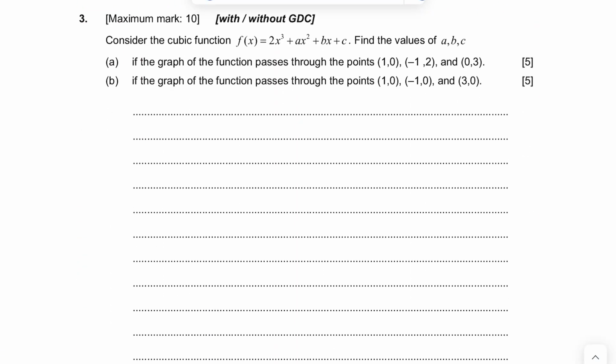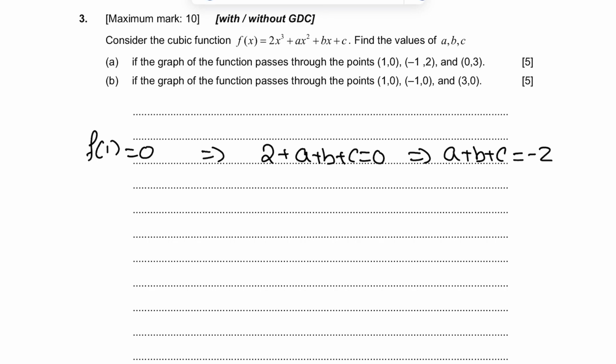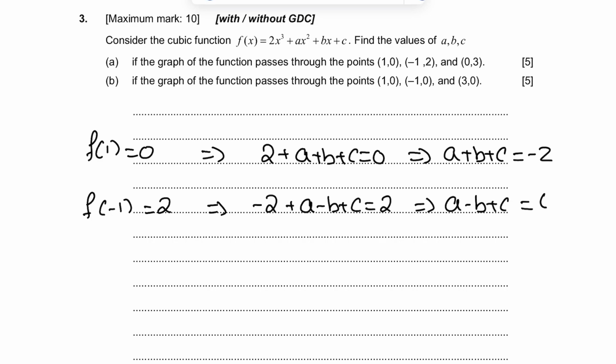Question number 3. Consider the cubic functions. Find the values of a, b, c if the graph of the function passes through the points (1, 0), (-1, 2) and (0, 3). So plug in f of 1 equals 0. It implies 2 plus a plus b plus c equals 0, so a plus b plus c equals -2. Then f of -1 equals 2. Substituting -1, it becomes -2 plus a minus b plus c equals 2, so a minus b plus c equals 4.